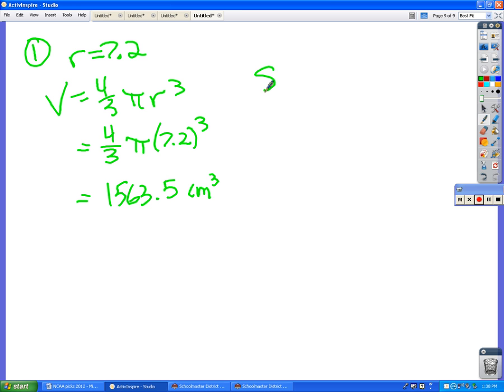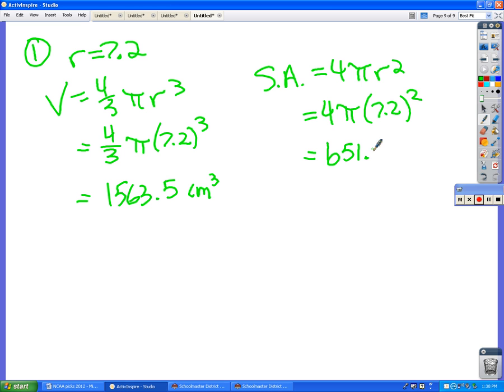And we also have to find the surface area. What's the formula for the surface area of a sphere? 4 pi r squared. Good, because it's area, so it's going to be squared. So that's 4 pi times 7.2 squared. So you go 4 times pi times 7.2 squared, rounded to the nearest tenth, and you get 651.6.